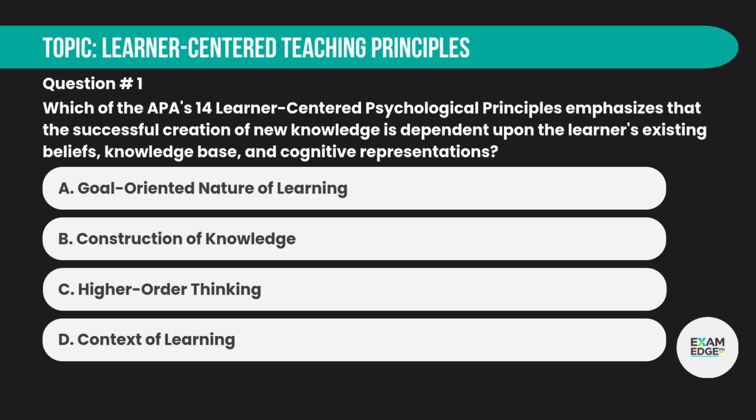Which of the APA's 14 learner-centered psychological principles emphasizes that the successful creation of new knowledge is dependent upon the learner's existing beliefs, knowledge base, and cognitive representations? A. Goal-oriented nature of learning. B. Construction of knowledge. C. Higher-order thinking. D. Context of learning.